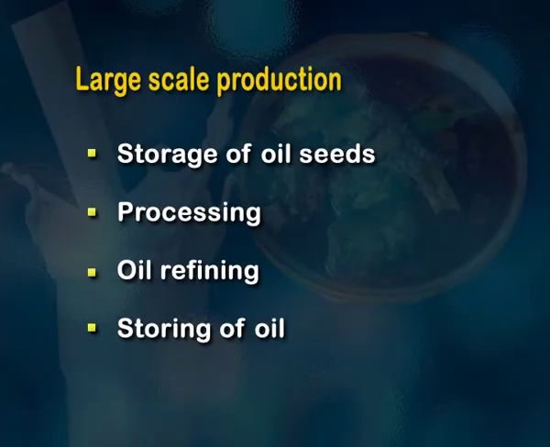Then the next step after refining is storing of oil. All oils degrade in response to heat, light and oxygen. To delay the development of rancidity, a blanket of an inert gas, usually nitrogen, is applied to the vapor space in the storage container immediately after production, and this process is called tank blanketing.